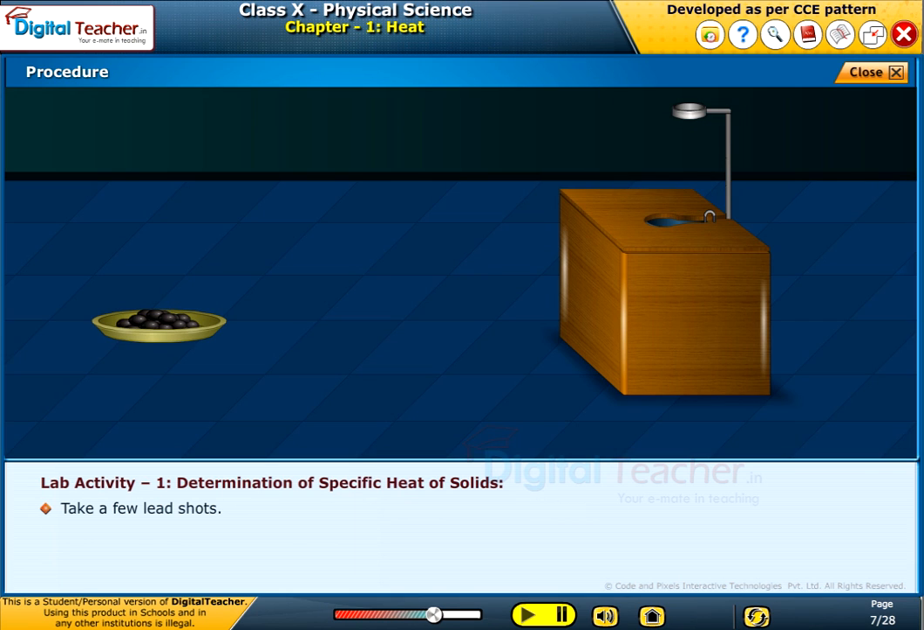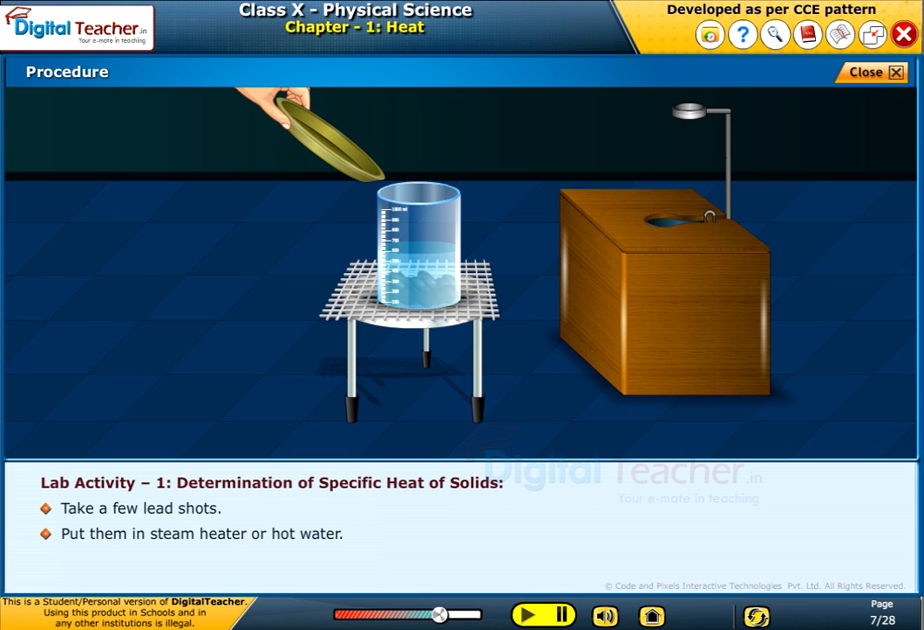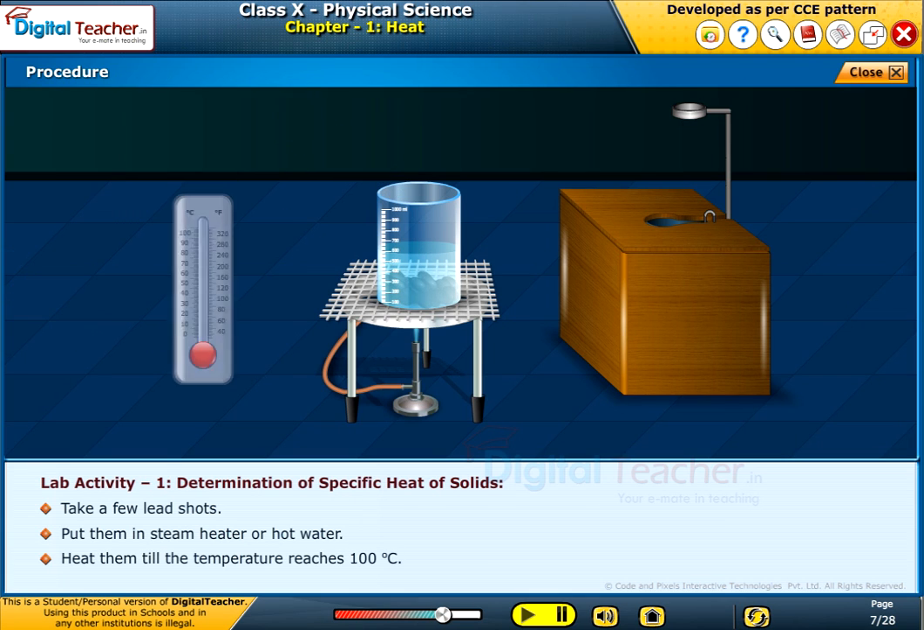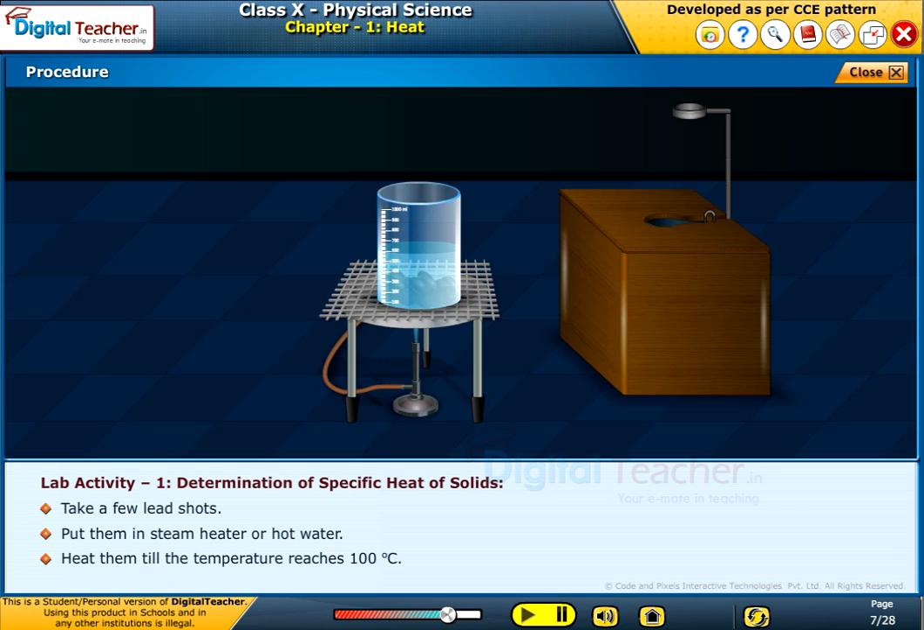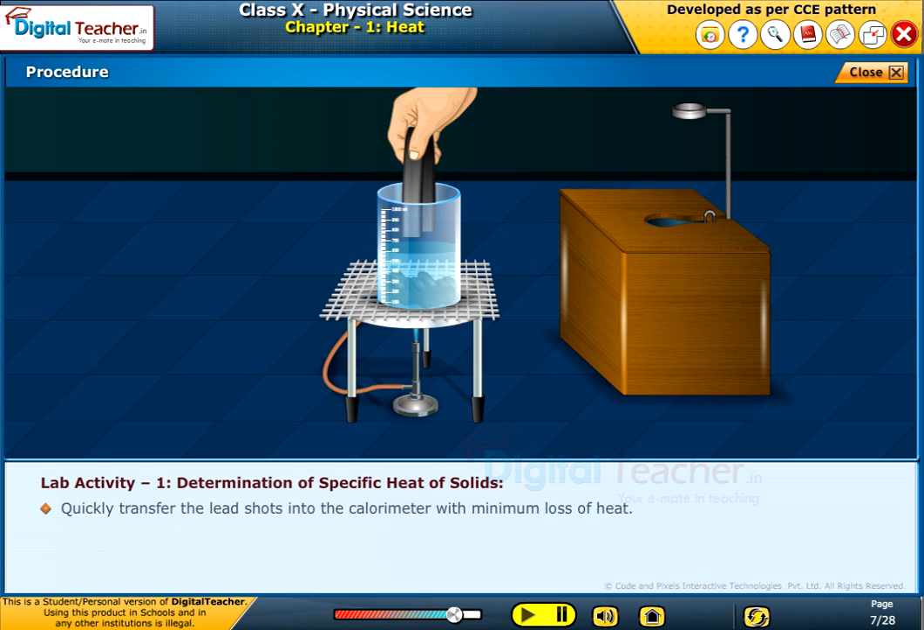Take a few lead shots. Put them in steam heater or hot water. Heat them till the temperature reaches 100 degrees Celsius. Quickly transfer the lead shots into the calorimeter with minimum loss of heat.